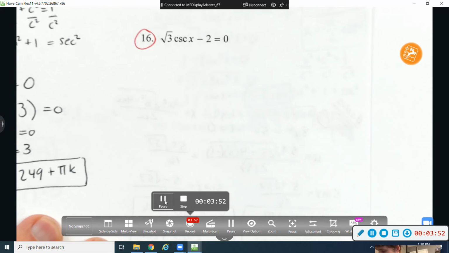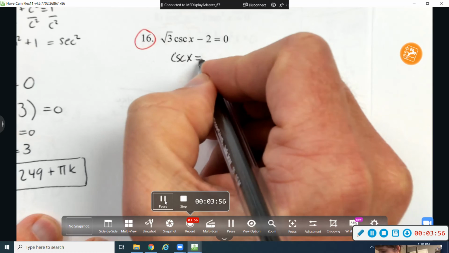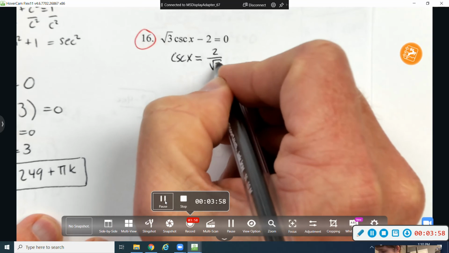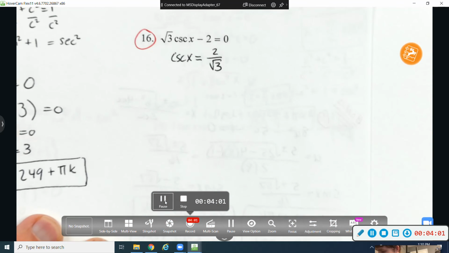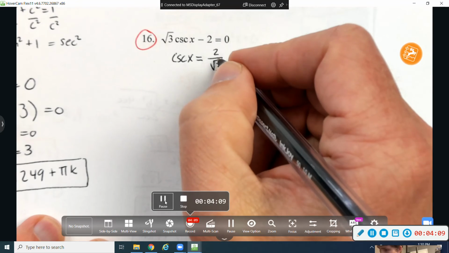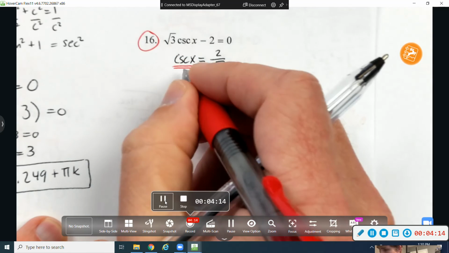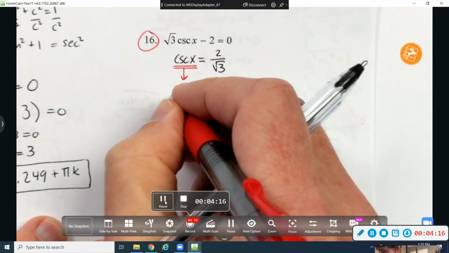Number 16 on worksheet 4. Let's get cosecant by itself first. So that would be 2 over square root of 3. Add the 2, divide by square root of 3. And then I could fix it, but I don't really want to fix it yet because what I really need to do is change the cosecant into sine.